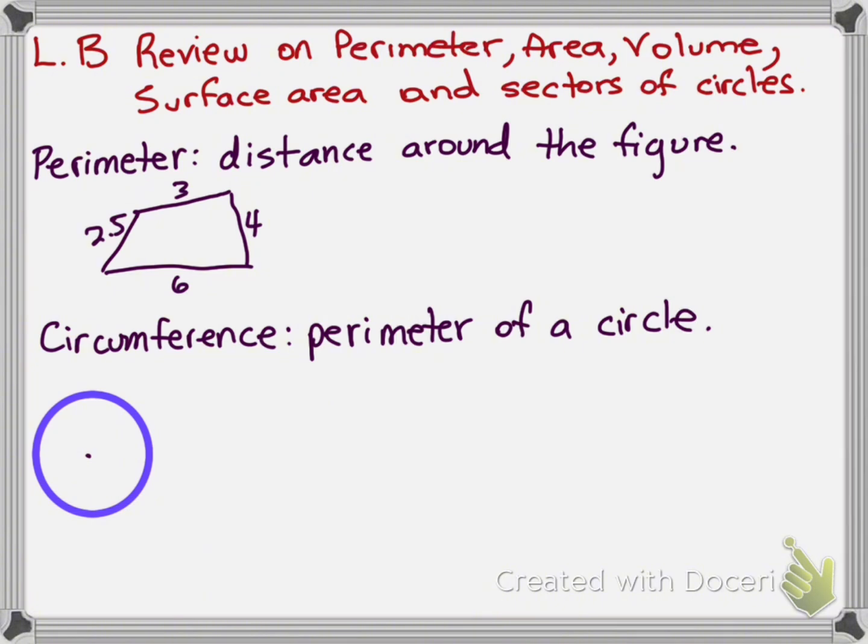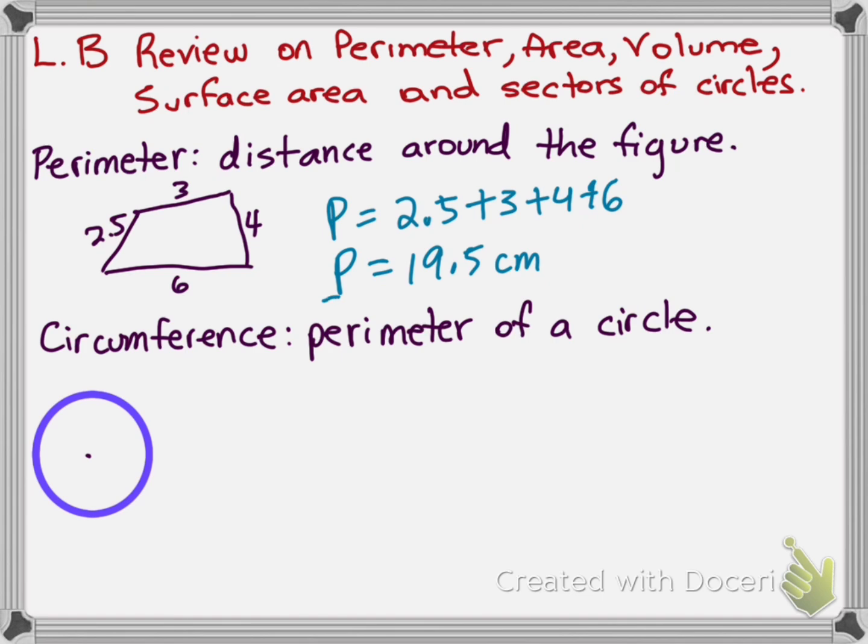The first thing we have to remember is that perimeter is the distance around the figure. It's when we add all the sides, the measurements of the sides. So in this case, if we want to find the perimeter of this quadrilateral, we have to add 2.5 plus 3 plus 4 plus 6. And that would be 19.5. They don't tell us the units, but since they are linear units, let's just say that is centimeters.